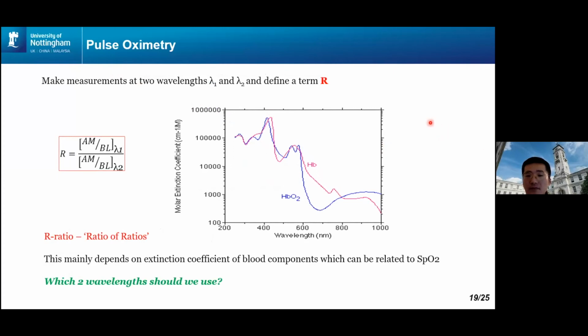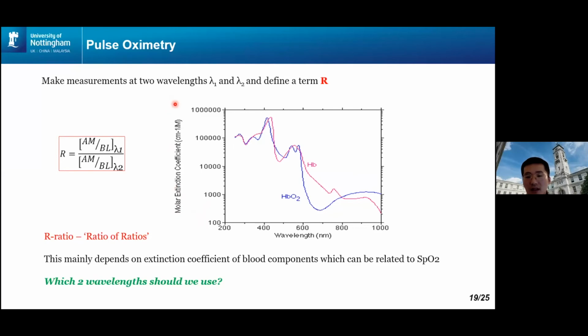And the next step is to make a measurement at two wavelengths. Lambda 1 and lambda 2 are defined in terms of R. The R ratio is a ratio of ratios, so the ratio of AC and DC at two wavelengths. It depends on the amount of oxyhemoglobin and deoxyhemoglobin present. The ratio between the amount of absorption at the two wavelengths changes. Therefore, this ratio relates to the oxygen saturation, the SpO2 value.